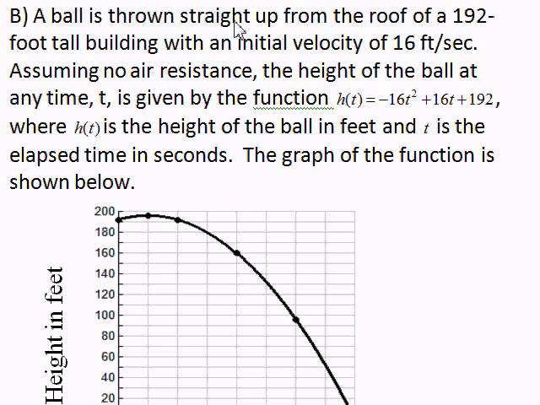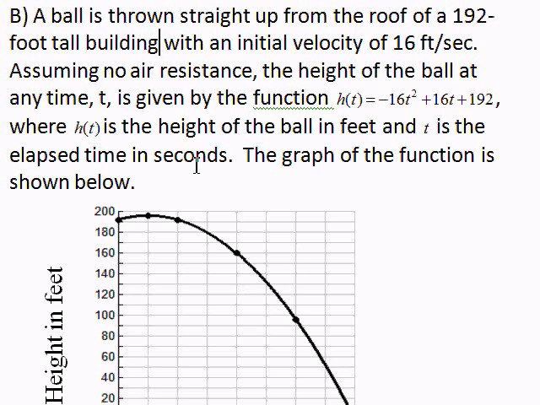Now, a ball is thrown straight up in the air from the roof of a 192-foot building, so we're starting off how high? Well, we're starting off at 192 feet tall. And it goes at an initial velocity of 16 feet per second. Assuming no air resistance, the height of the ball at any given time is given by this long function here, where h of t is the height of the ball and t is the time elapsed in seconds. The graph of the function is shown below.